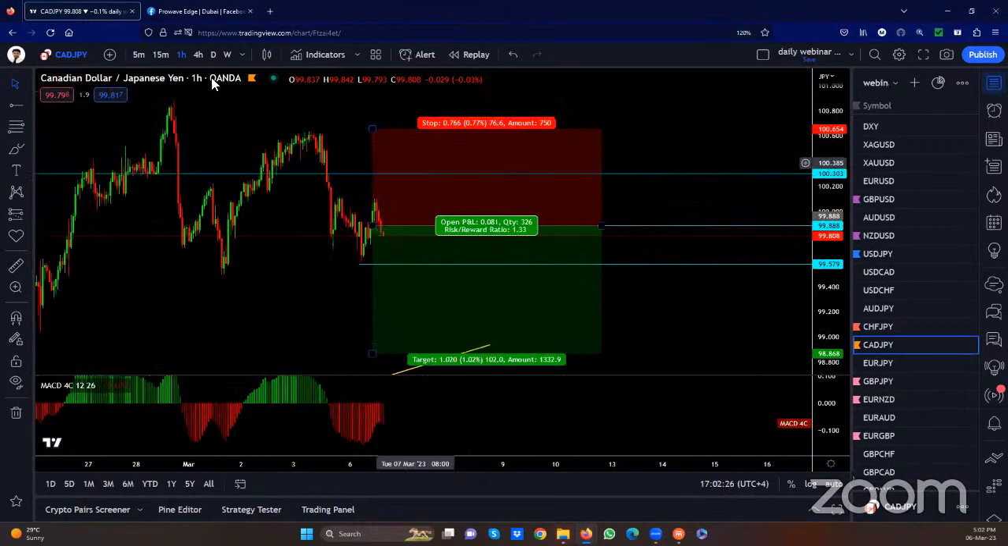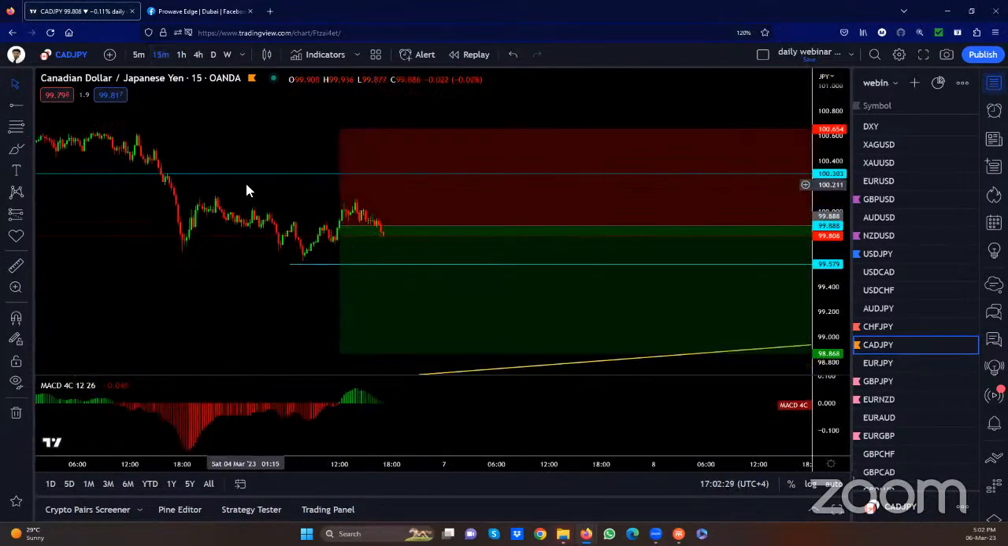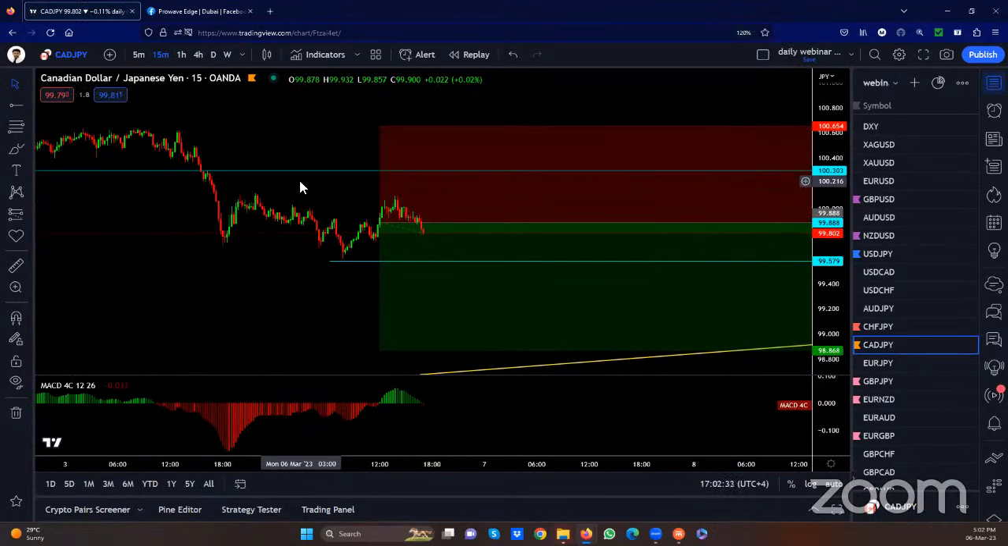So far, it's going okay. It's a 15-minute trade, like I said. The entry is a 15-minute entry, and it's going good, so we'll just leave it, and we'll manage it as it goes.